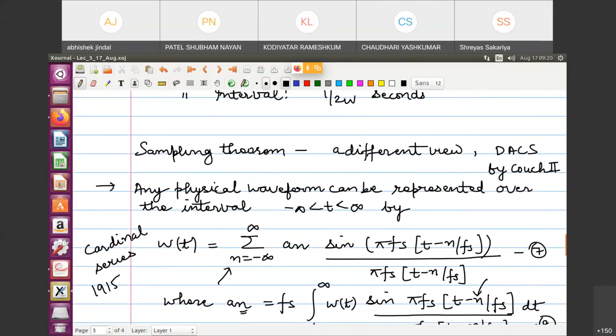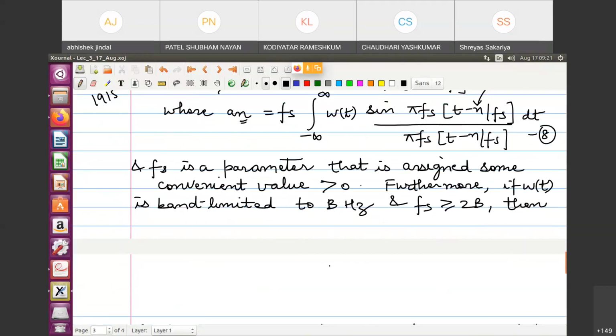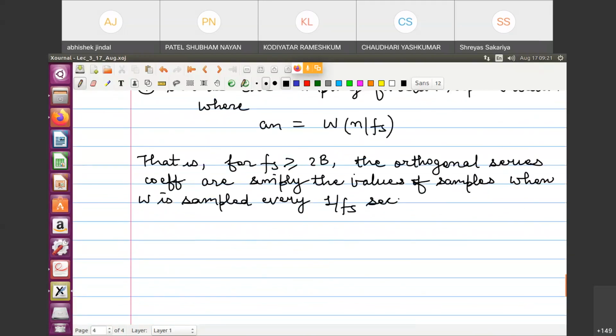So this is an orthogonal series. Why? Because for each n, let us say if I choose n as 2 and if I consider n as 3, so the corresponding sinc functions for n as 2 and n as 3 will be orthogonal. We will show it. We will prove it. Okay. So that is for fs greater than 2B, the orthogonal series coefficients are simply the values of samples when w is sampled every 1/fs seconds. Okay.